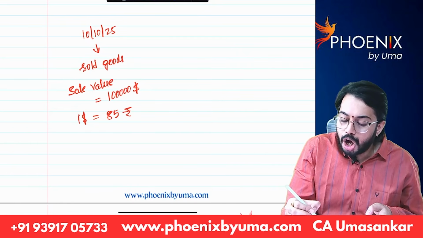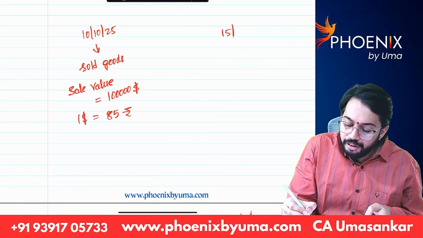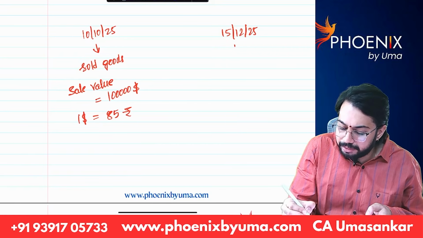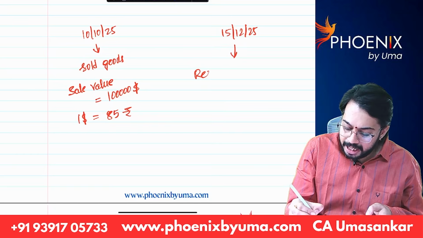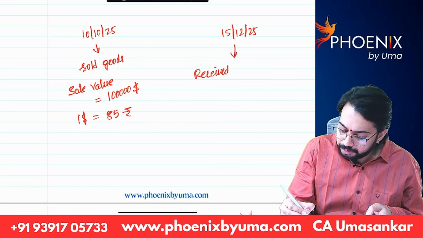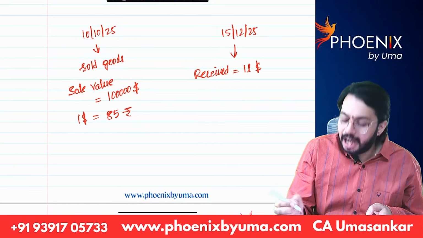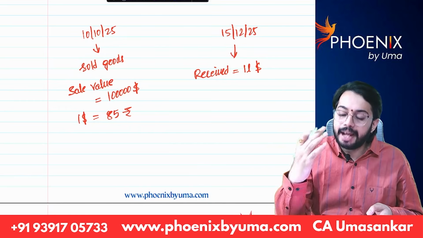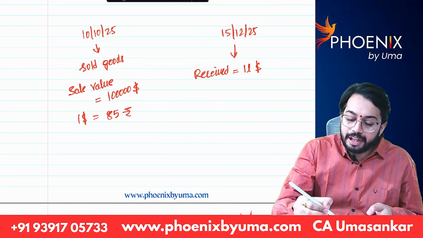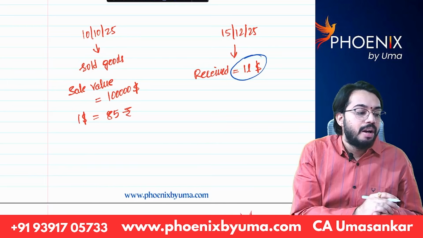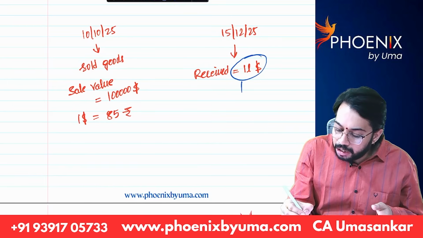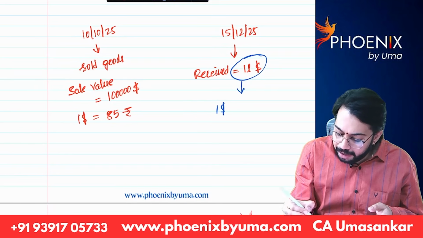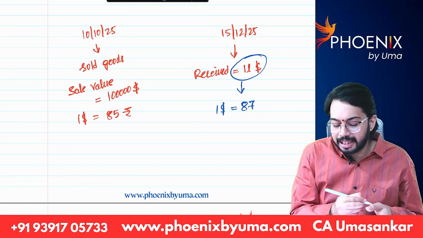Now, on 15th December 25, I received $1 lakh. I sold on credit basis. Immediately, I did not get money. I got money on 15th December 2025. How much did I get? $1 lakh I got. On 15th December 25, $1 is equal to 87 rupees.